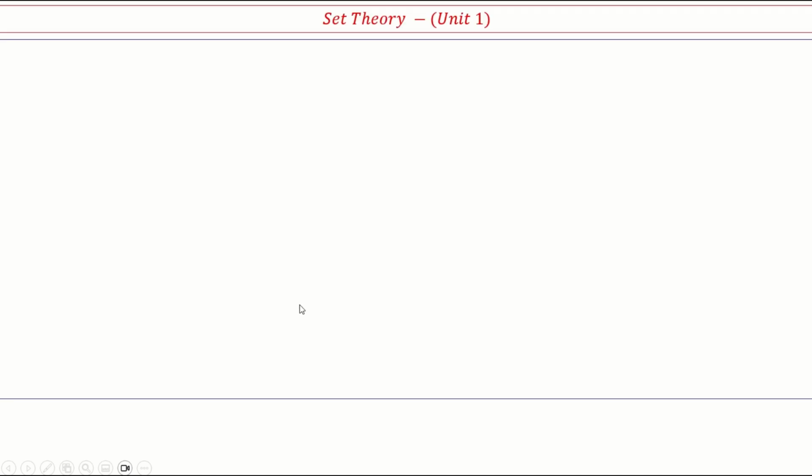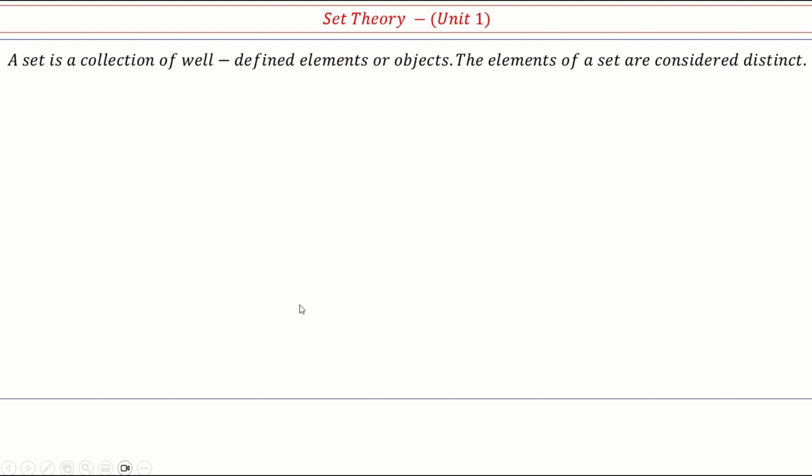Set theory. A set is a collection of well-defined elements or objects. The elements of a set are considered distinct, so there is no repetition. The important term is well-defined. They cannot be terms like all wise people in the class, or all healthy people in the country. You cannot define a set like that.